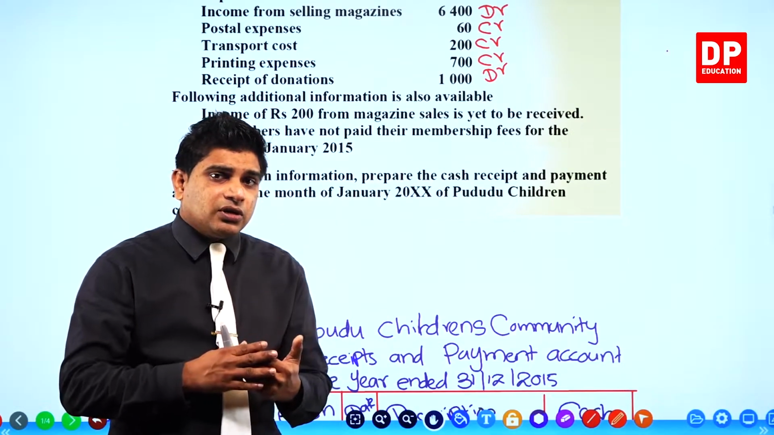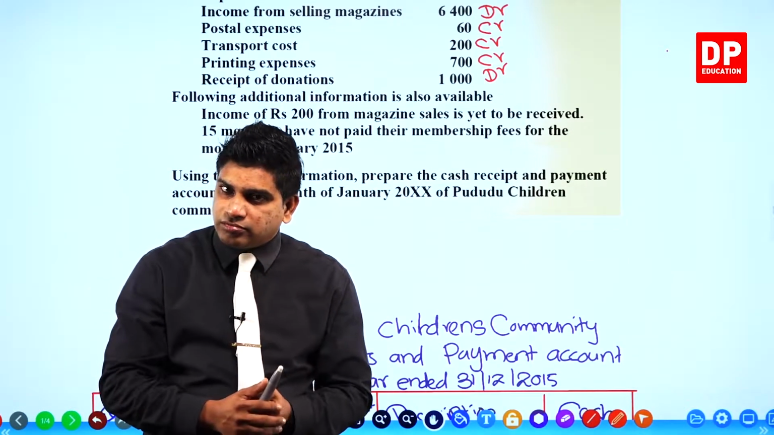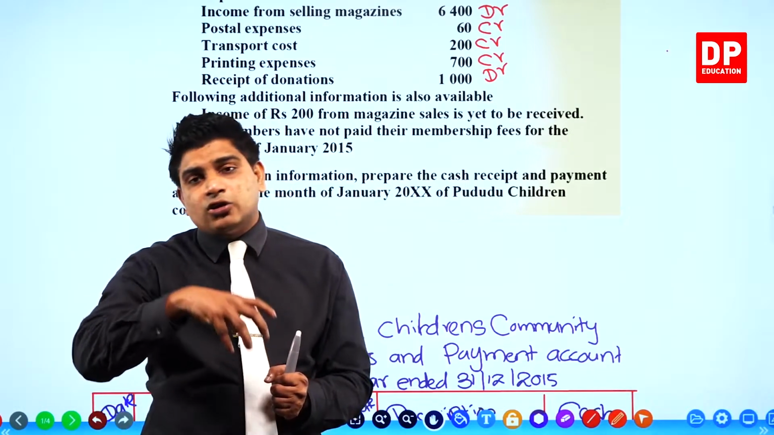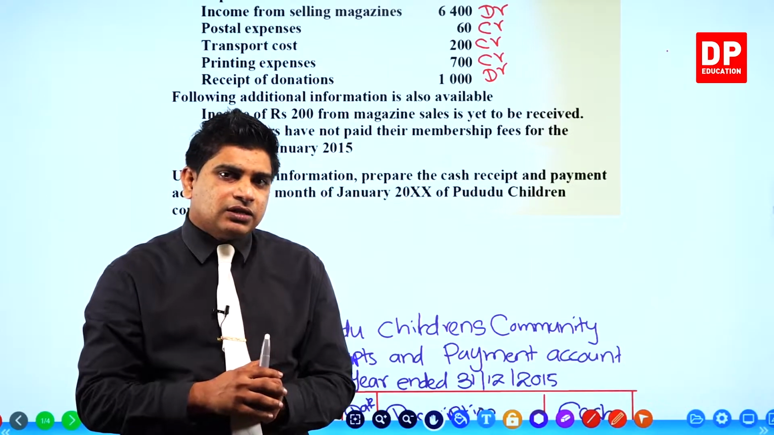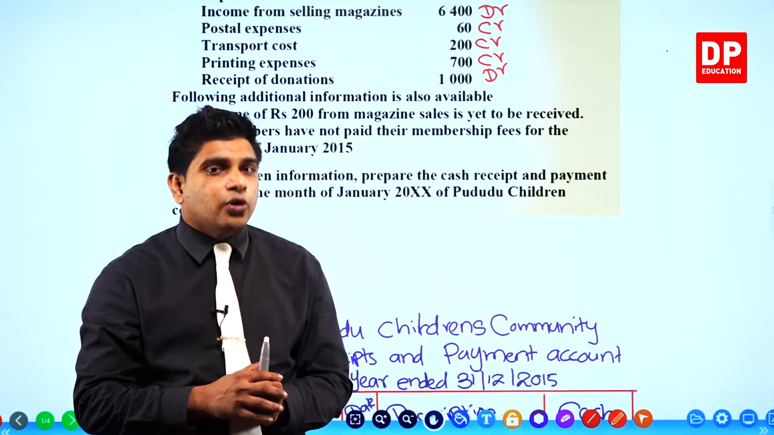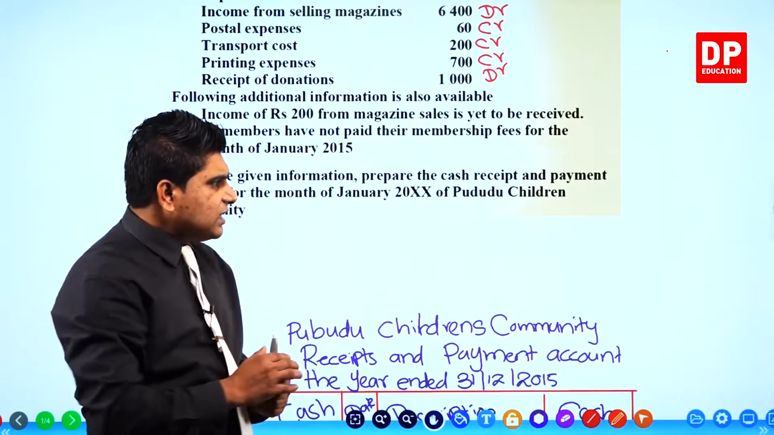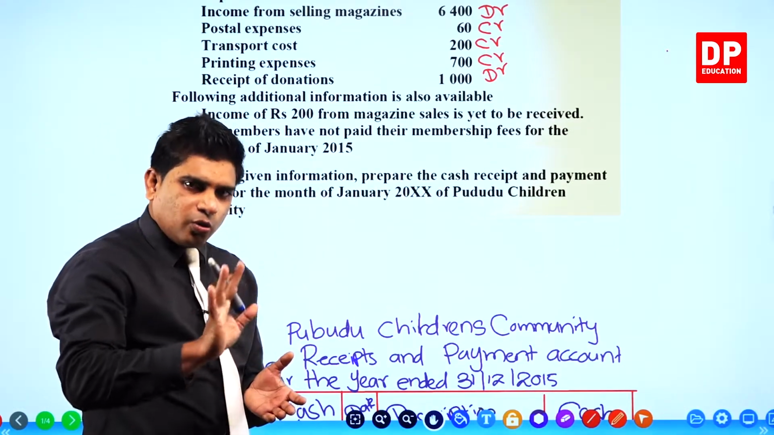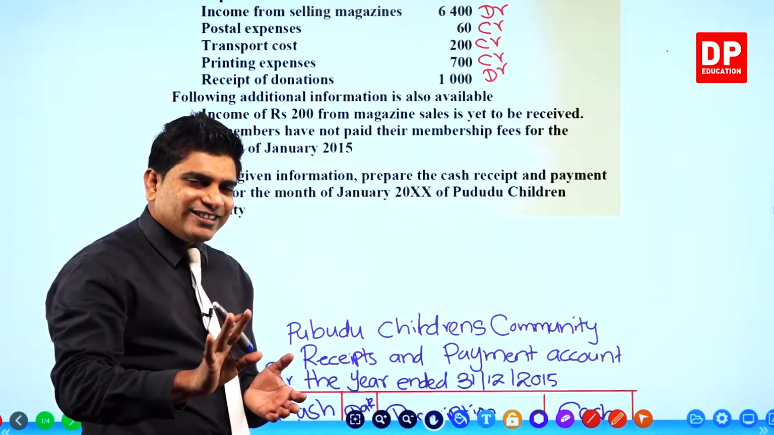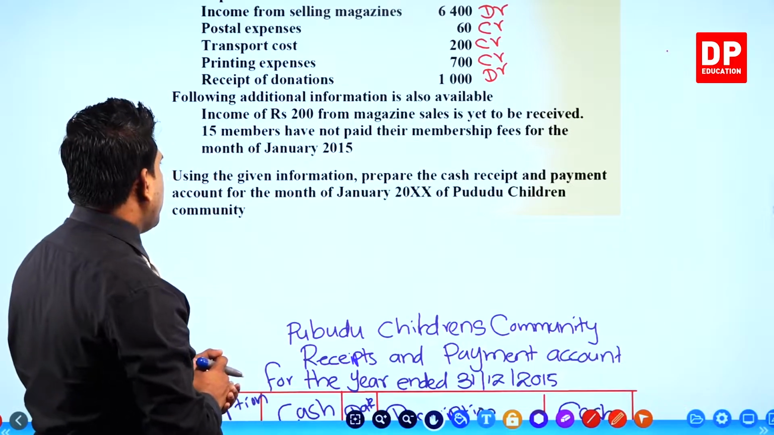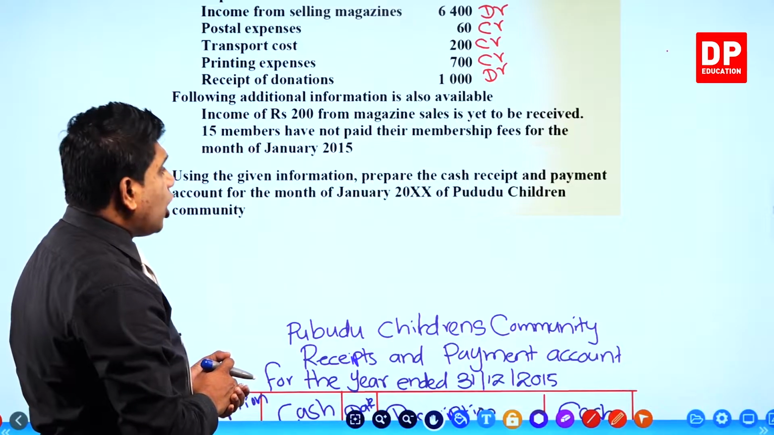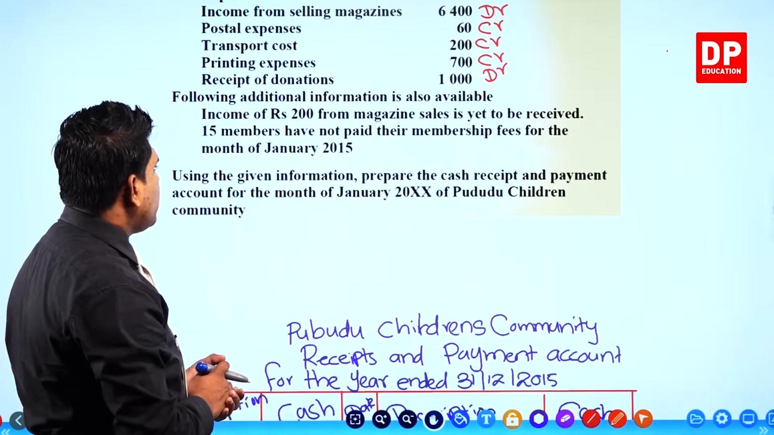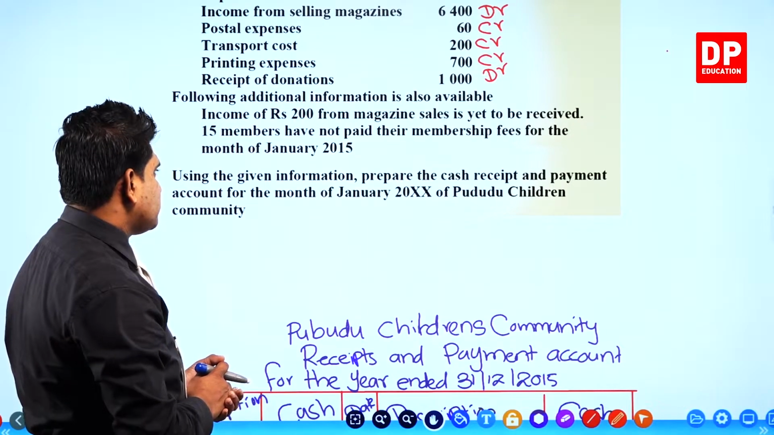To be received. Now I ask a question from you. Do you record money to be received and money to be paid in the receipts and payment account? No. Then do you consider this detail to prepare a receipts and payment account? No, we don't consider it. Okay. Now the next one: 15 members have not paid their membership fees for the month of January 2015.